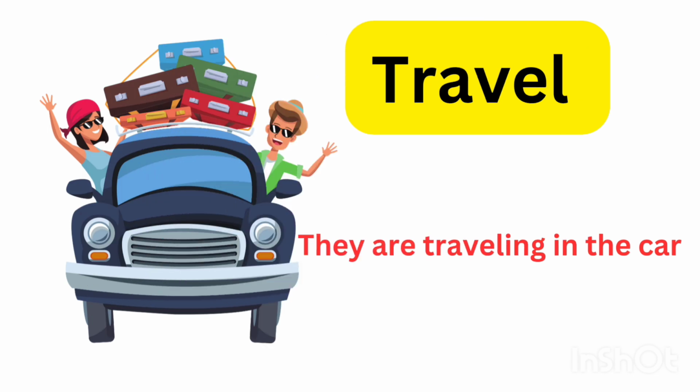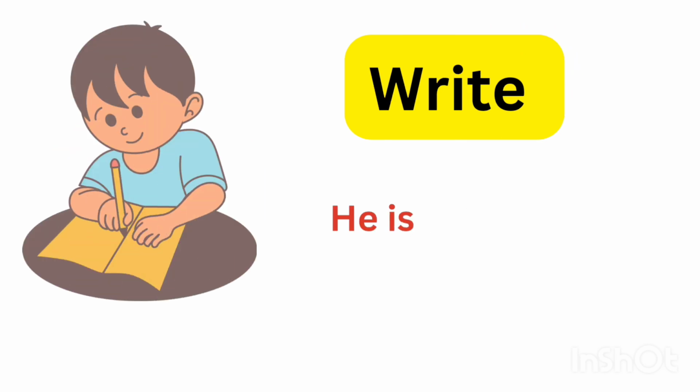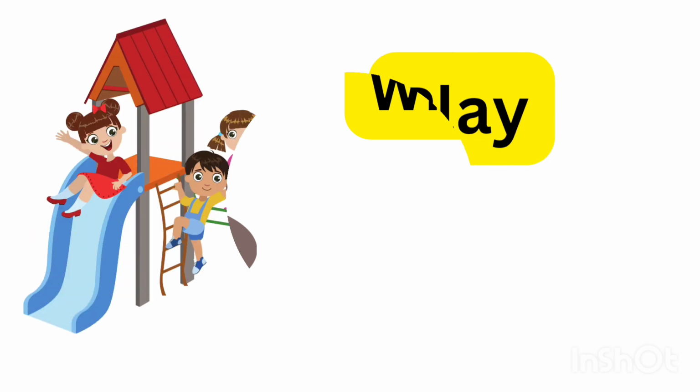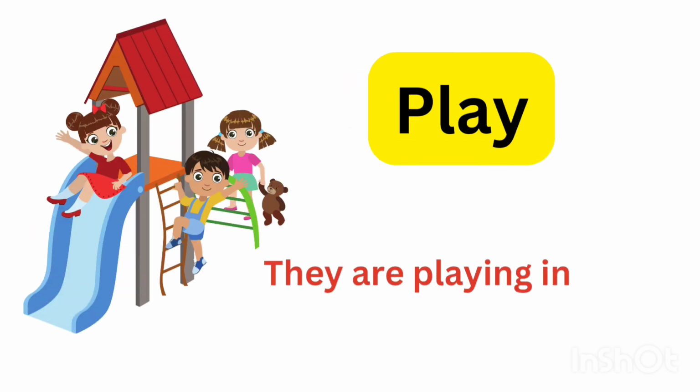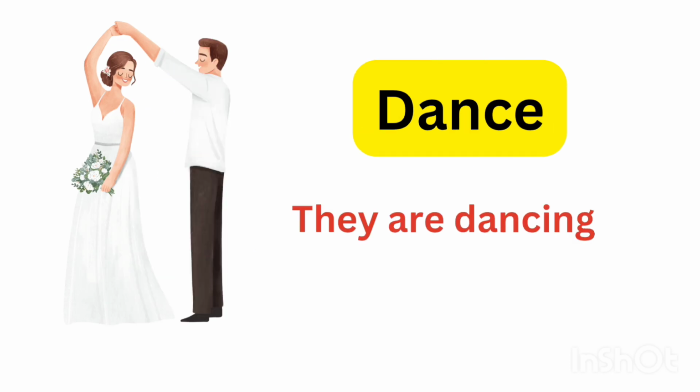Travel. They are traveling in the car. Type. She is typing. Write. He is writing. Play. They are playing in the park. Dance. They are dancing.